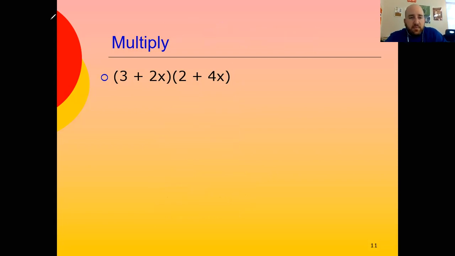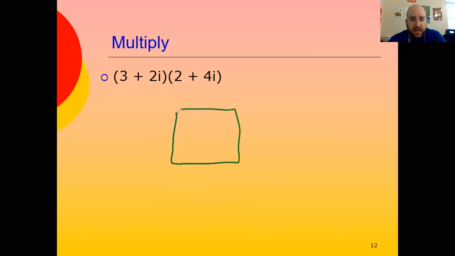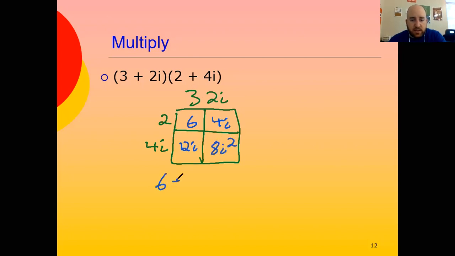All right, so our last problem, we're still multiplying, but again, now we've just changed the x's to i's. So we have to add on two extra steps at the end, but everything else stays the same. So I'm going to do my box again. I'm going to put 3 and 2i up here, 2 and 4i down there. I'm going to fill in my boxes. Again, 3 times 2 is 6, 2 times 2i is 4i, 4i times 3 is 12i, 4i times 2i is 8i squared. 6 plus 4i plus 12i plus 8i squared.